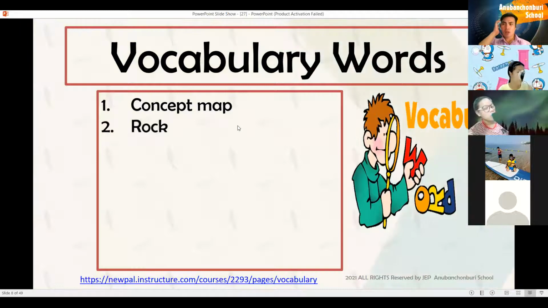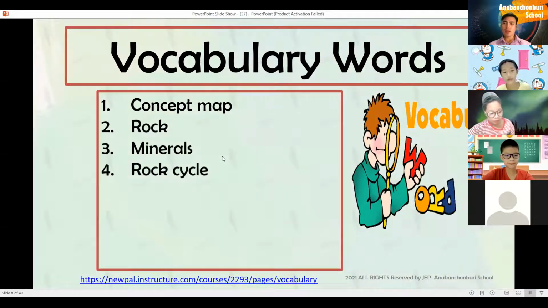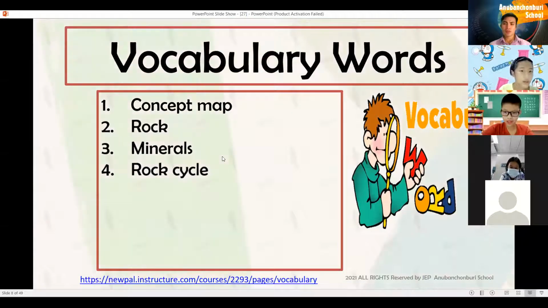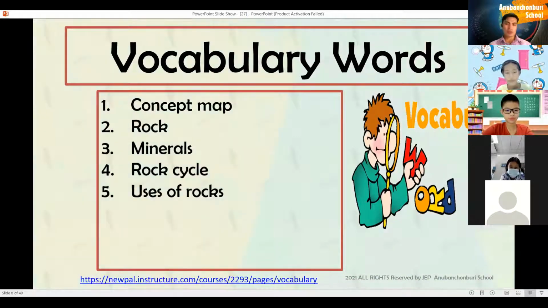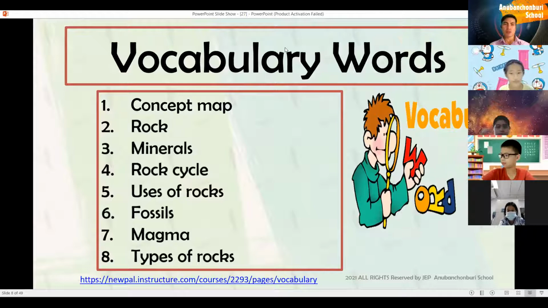Number two, rock. Rock. Minerals. Minerals. Rock cycle. Rock cycle. Uses of rocks. Uses of rocks. Fossils. Fossils. Magma. Magma. Types of rocks. Types of rocks. Very good. Thank you, boys and girls. You can turn off your microphone now.